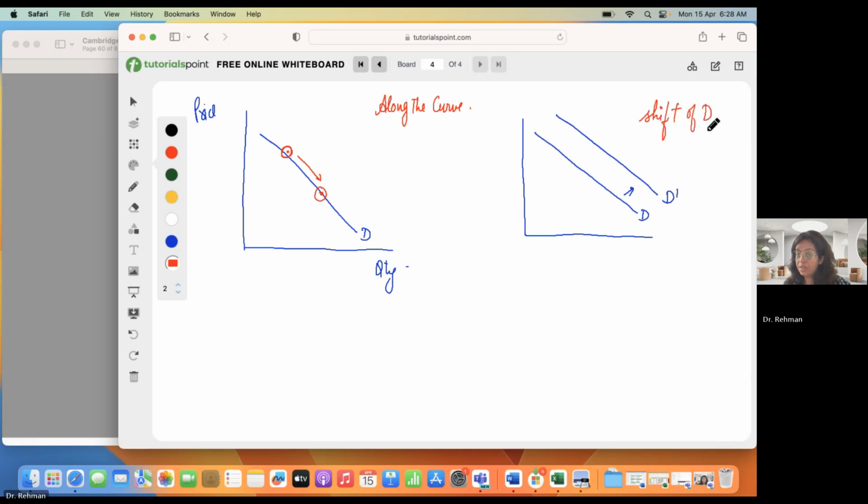Shift of demand curve. Now, please understand this. This might take a little time, even for those who have studied this topic earlier. Please listen to this very, very carefully. Movement along the curve happens because of any change in price. This shift from E to E dash happens only because of a change in the price.